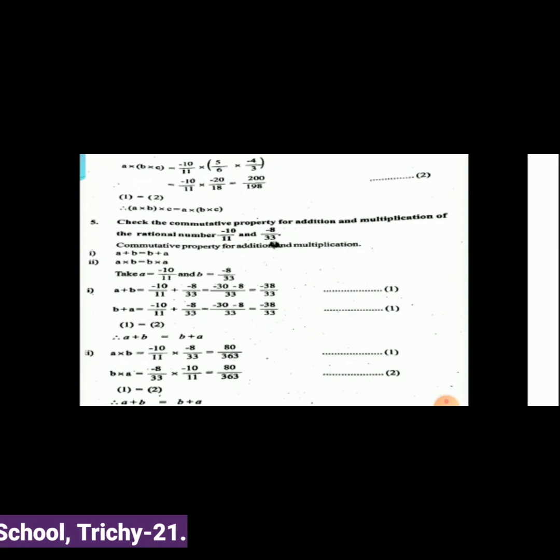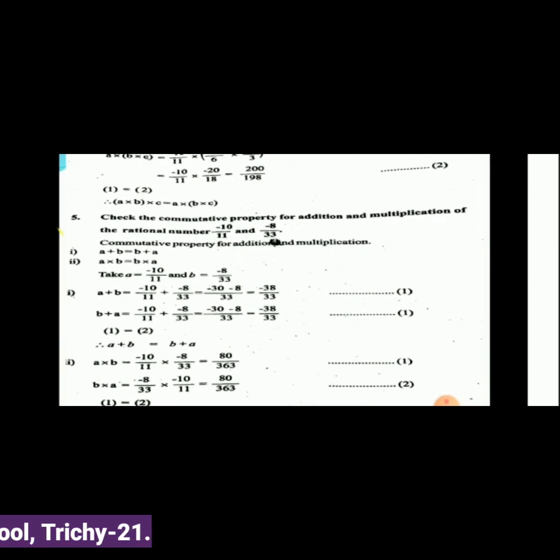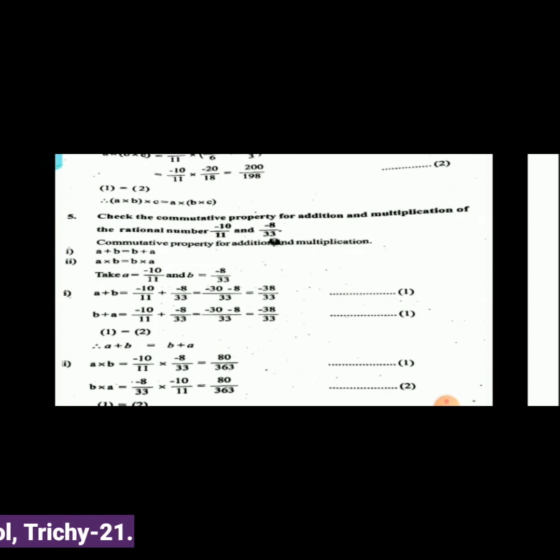The next one, the fifth one, check the commutative property for addition and multiplication of the rational numbers minus 10 by 11 and minus 8 divided by 33. The commutative property for addition and multiplication: in the first one, a plus b is equal to b plus a. This is the commutative property for addition. a cross b is equal to b cross a. This is the commutative property for multiplication.